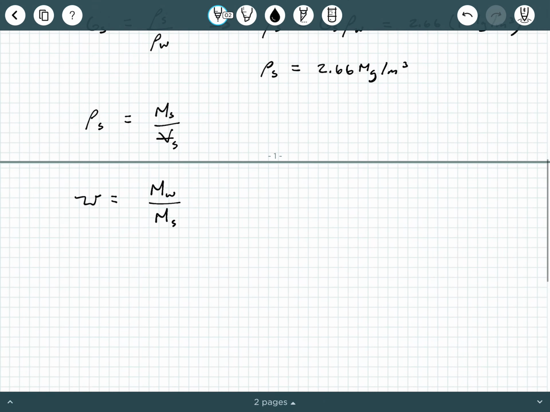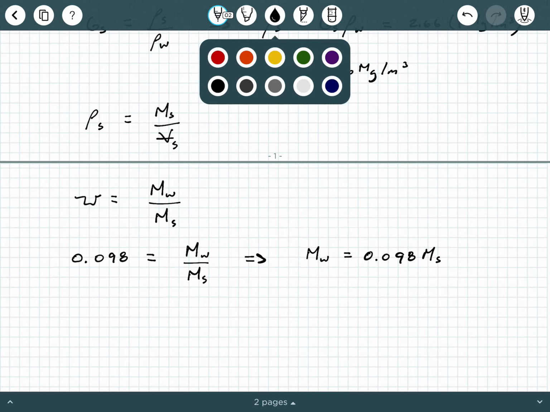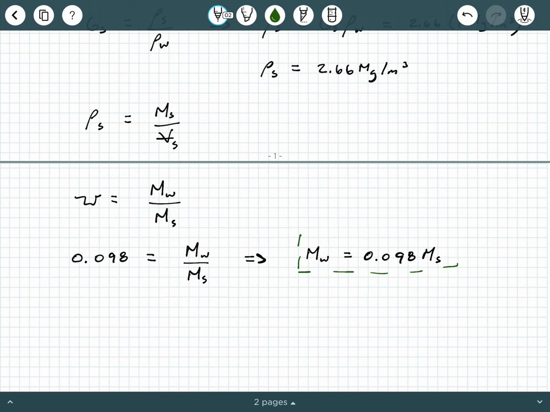So what we can say here is 0.098, taken in decimal form, equals mass of water divided by mass of soil solids. And then, of course, we would get the mass of water equals 0.098 times the mass of soil solids, okay? So let's kind of put a little dash box around this. This is, again, we're putting a lot of stuff in our back pocket right now. We'll stick that in our back pocket.